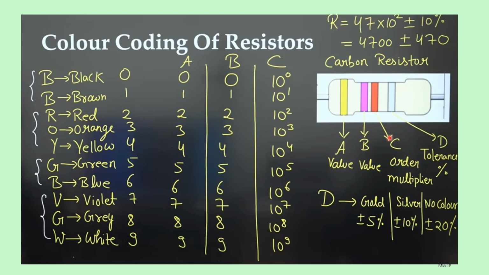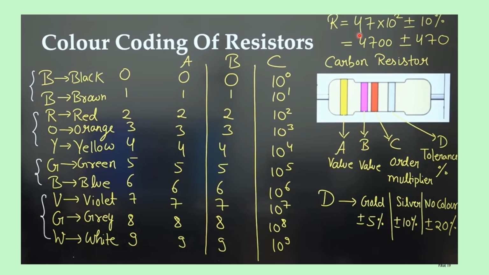Third band is red. Its value is 2. Always remember, the third band we represent in terms of order, that is 47 into 10 to the power of 2. Then the last band, D, is silver in color. Therefore, plus or minus 10%. In this way you can write.